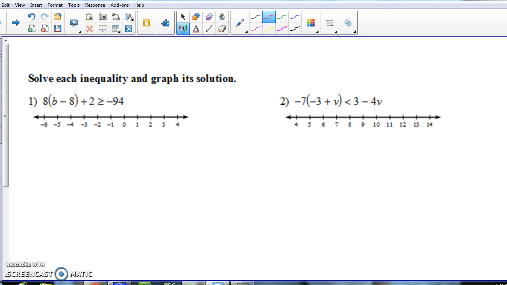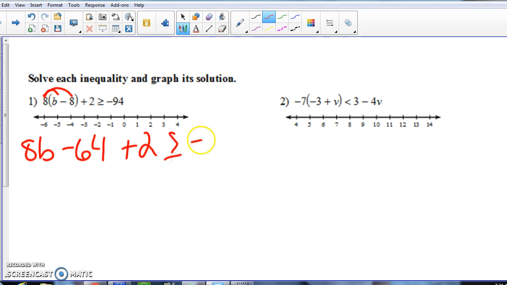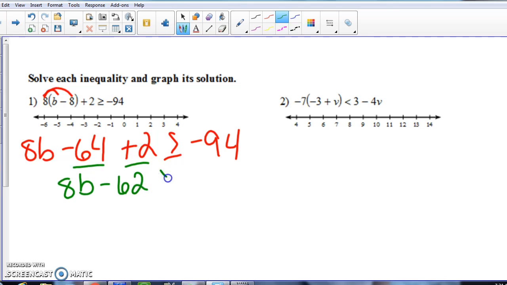So if I look at number 1 there, first thing I notice is parentheses. Hopefully that rings a bell to you. That always means distribute. So I'm going to take this 8 on the outside and distribute that to both things inside. That's going to give me 8b minus 64. Then I still have the plus 2 and the rest of my inequality as is. Now, one thing I should notice here is that there are like terms on the left-hand side. So I'm going to condense those together. So I end up with 8b minus 62.